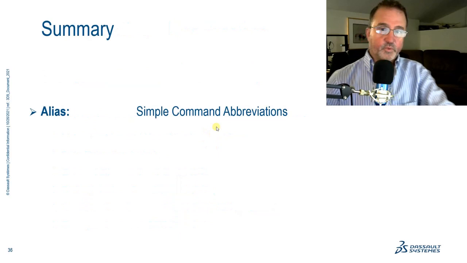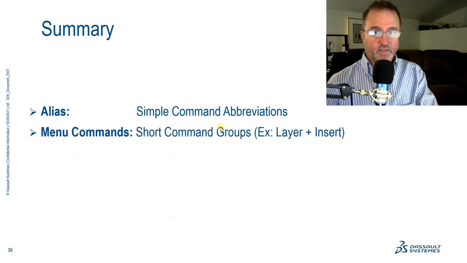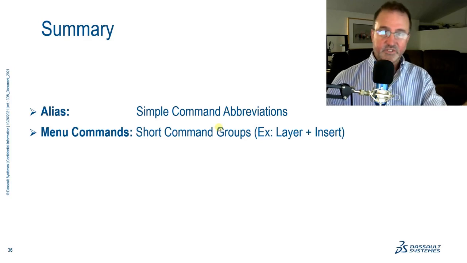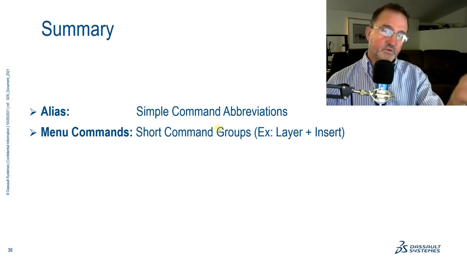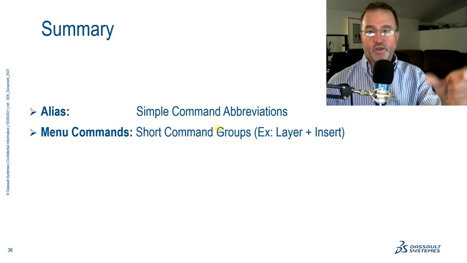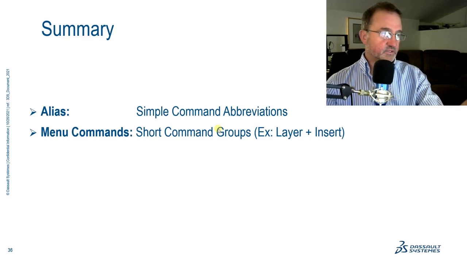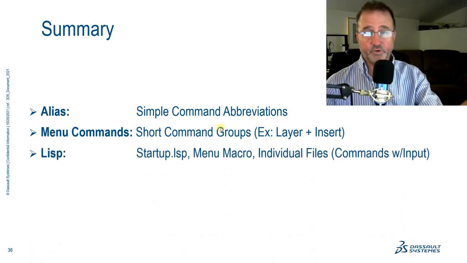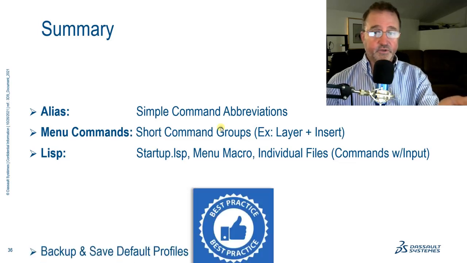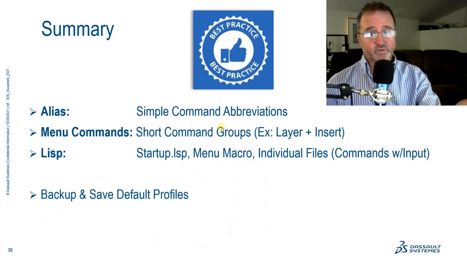So what do we cover? We covered aliases, and now actually I think if you've seen menu commands and Lisp routines, you might consider that aliases aren't something you necessarily want to use unless you just need some simple commands, shortcuts, or abbreviations for existing commands. But you'll also notice what we can do with the menu commands and what you can do in Lisp in terms of the startup, some menu macros and some things that you can do with that. And then also we went over some best practices.